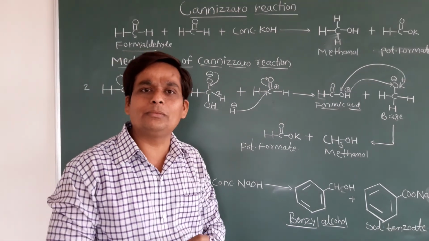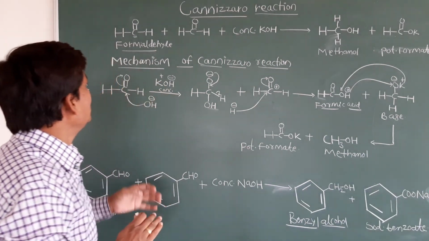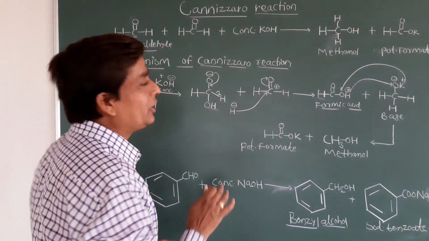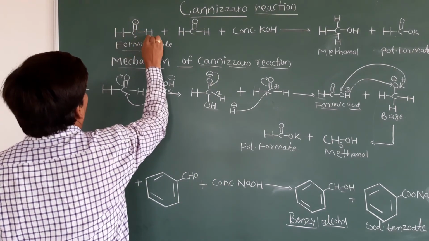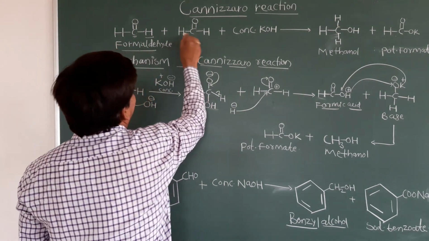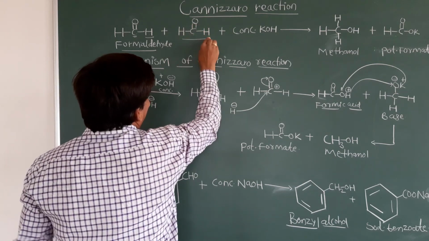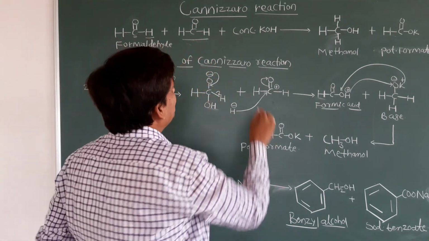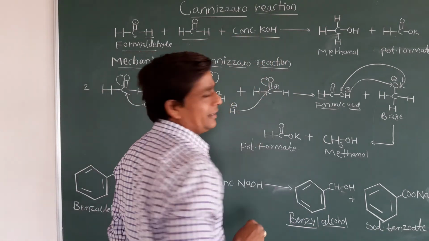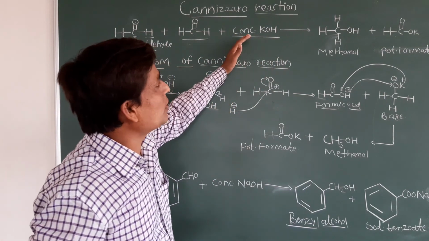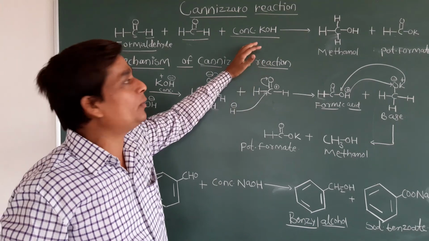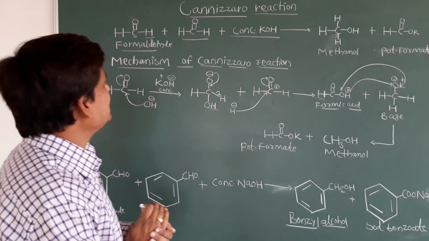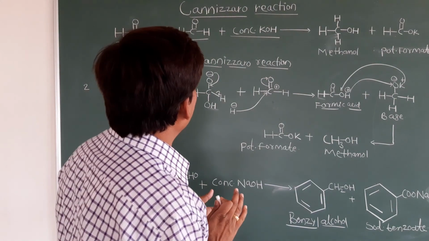I am going to explain the mechanism of this reaction. So students, in this reaction I am using two formaldehyde molecules. Just check it, HC double bond OH plus HC double bond OH. This is another molecule of formaldehyde, and both will react in the presence of concentrated KOH. We can use concentrated NaOH also, instead of KOH. These are bases. Just check how this reaction will proceed.